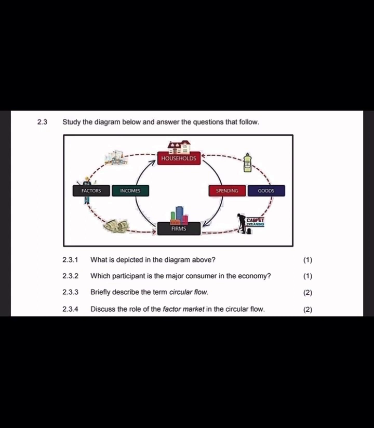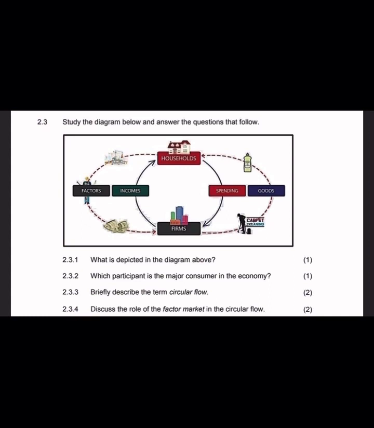Now, the first question is asking you, what is depicted in the diagram above? A circular flow model, or you can say a circular flow diagram, which is a two-sector model. Then you have your mark. They're asking you which participant is the major consumer in the economy. It's obviously me and you. Why? We are the consumers of goods and services here. The firms don't consume goods and services. Am I right? Yes.